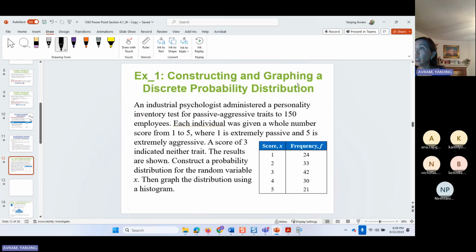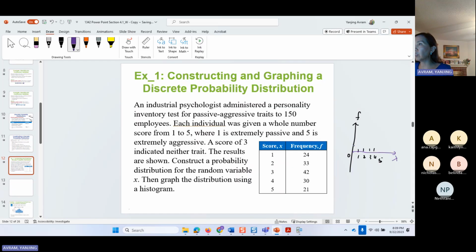We can construct and graph a discrete probability distribution, okay? So we have a score X, so how do I do the probability distribution? I have X right here, right? And then Y will be my frequency, right? So now we have a 1, a 2, 3, 4, 5, something like that, right? And then, like I said, when I have a 1, my frequency is 24.